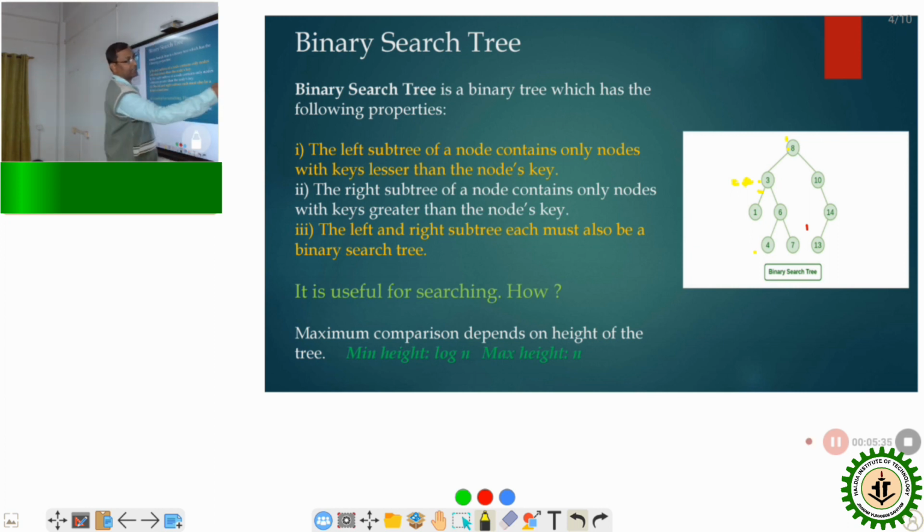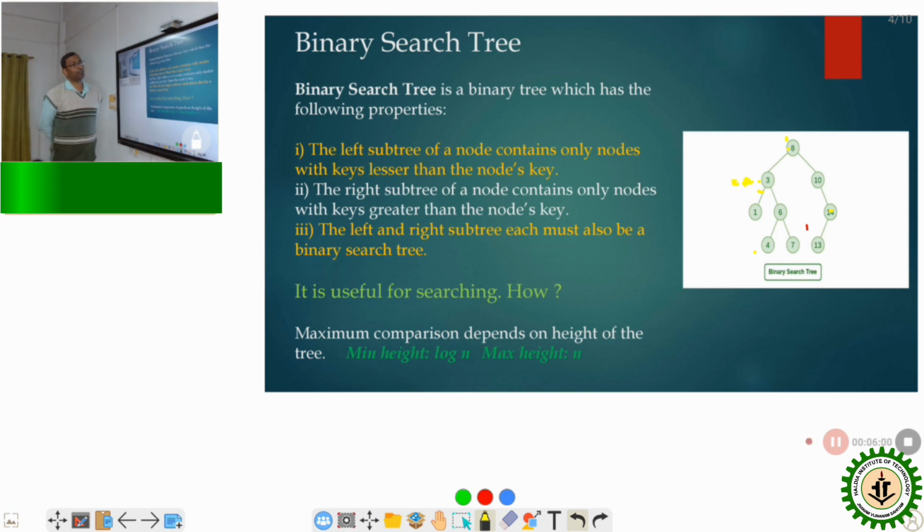The right subtree is 14. Again we compare 13; 13 is less than 14, so we will move to the left subtree of 14, and we find the key element 13. In this way we can perform the search operation. All these are successful searches, which means both the key elements 4 and 13 are present in this tree.